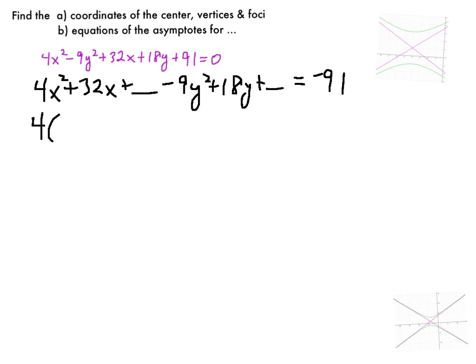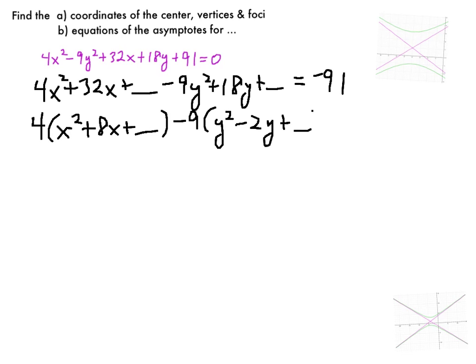When that happens, watch what we do. I need to take a 4 out in order to have a 1x squared. That's going to give us an 8x here, and we still have to complete the square. I need to take a negative 9 out in order to have a 1y squared. That's going to give me a negative 2y, plus something, equals negative 91. Now, when we complete the square, that 4 and negative 9 don't go away. They're still part of our answer right there.